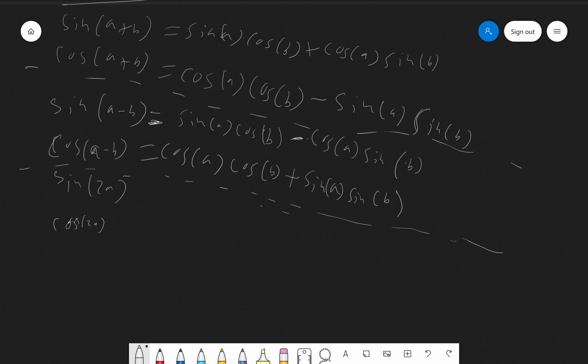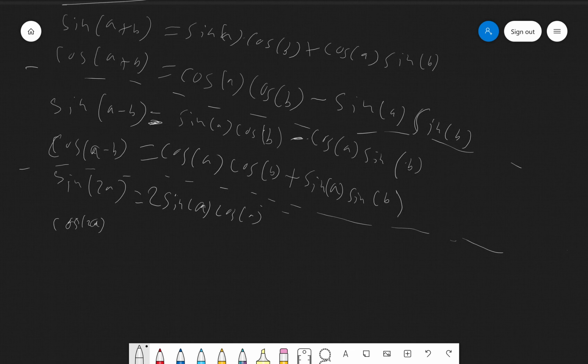Notice 2a is a plus a, so we can use the sum angle formulas. If we plug that in, we get sine of a times cosine of a plus cosine of a times sine of a. And because of the commutative property of multiplication, that's sine of a times cosine of a plus sine of a times cosine of a, or 2 sine a cosine a.